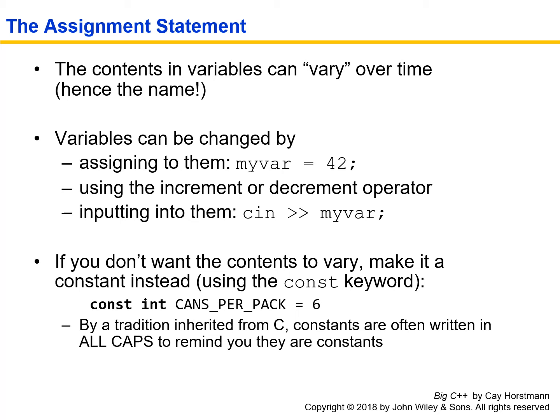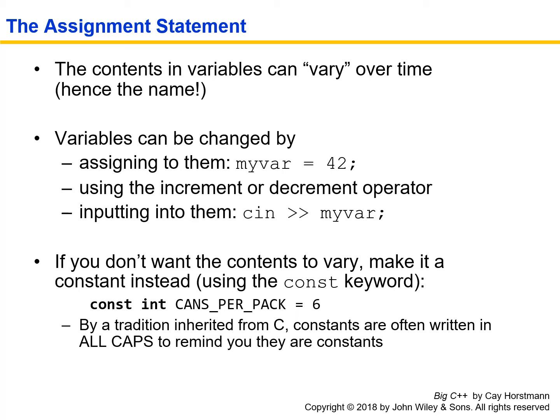Now, if you don't want the contents of a variable to vary, you make it a constant instead. And in C++, we have a handy const keyword that allows you to do that. const int cans per pack equals 6 means that now cans per pack is no longer something that can vary. We can't take cans out of the pack. Now it's a constant defining how many cans can fit in a pack, say. And so that is going to be 6 forever and ever.